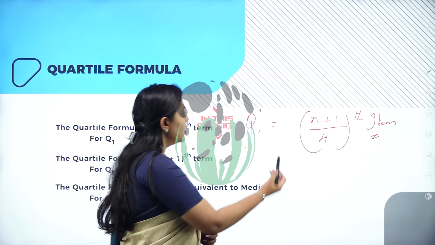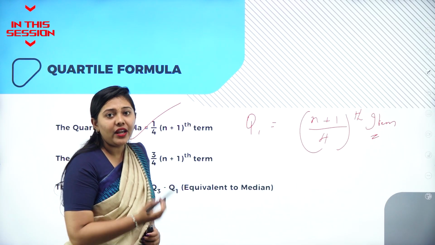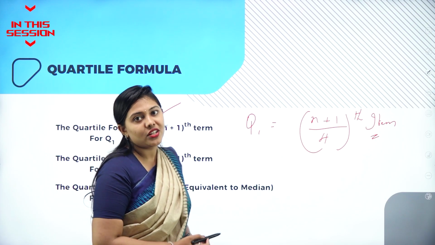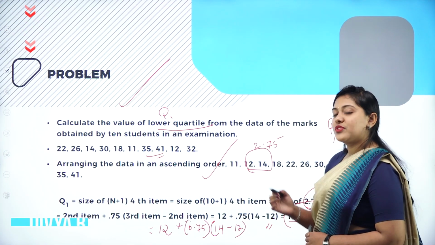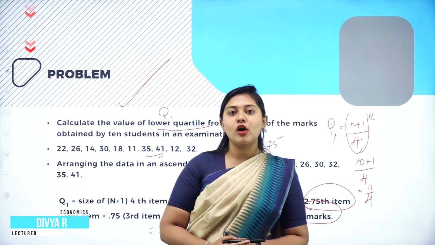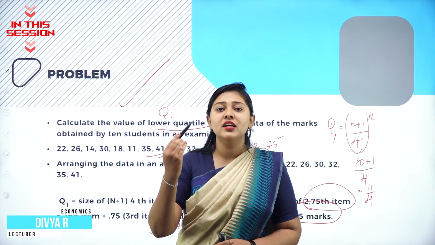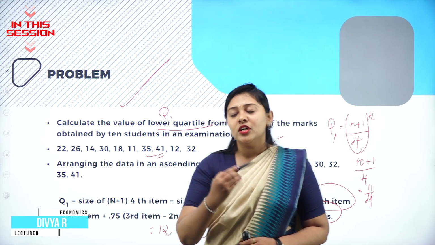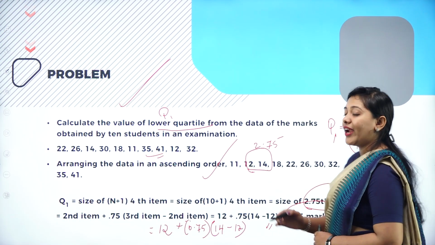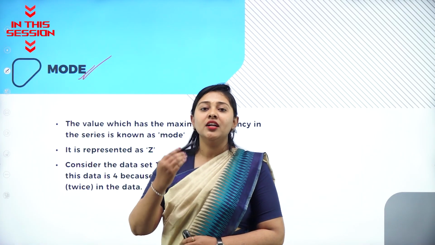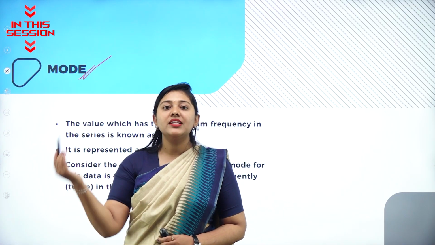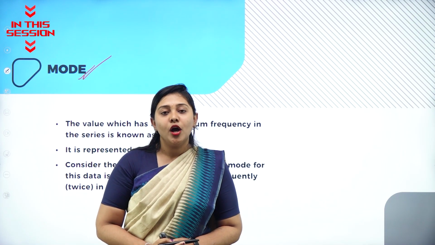Q1 is equal to (n plus 1) divided by 4th observation. So this is the formula of Q1. What is the number of given observations? 10 is the given number of observations. 10 plus 1, 11, divided by 4, you will get the answer as 2.75th item. In a given set of data, the number that repeats most in frequency is what? Your mode.